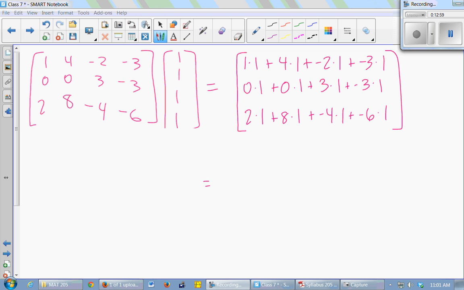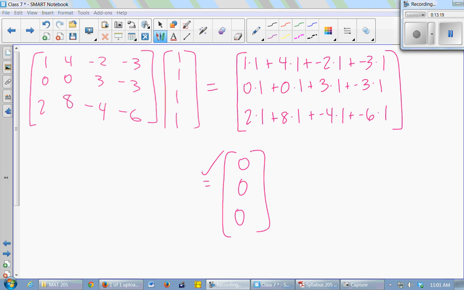So this is 1 plus 4 is 5, minus 2 minus 3 is 0. 0 plus 0 plus 3 minus 3, 0. 2 plus 8 is 10, minus 4 is 6, minus 6 is 0. So it is a solution.